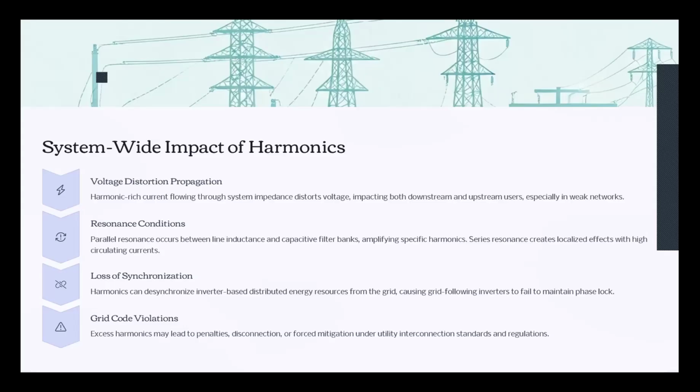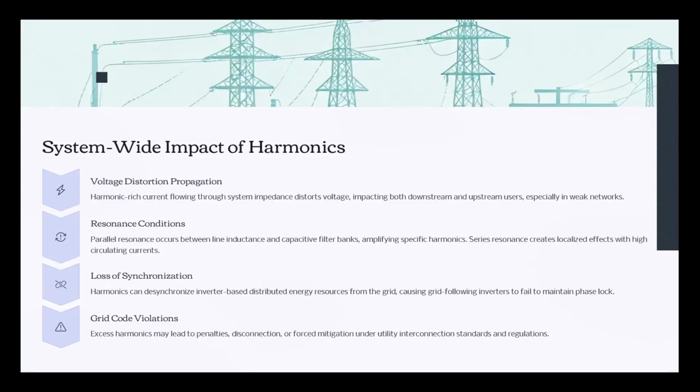We could have parallel resonance that can increase the voltage distortion across the system, which stresses the insulation and sensitive devices. Here, the inductive and capacitive components in the system resonate in parallel, so they magnify the voltage harmonics.